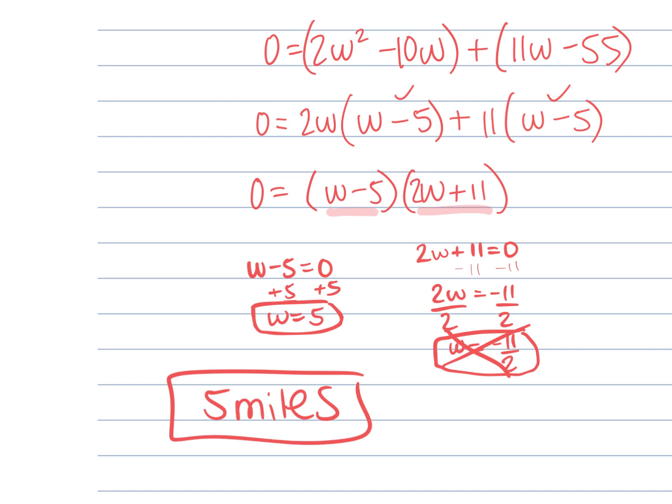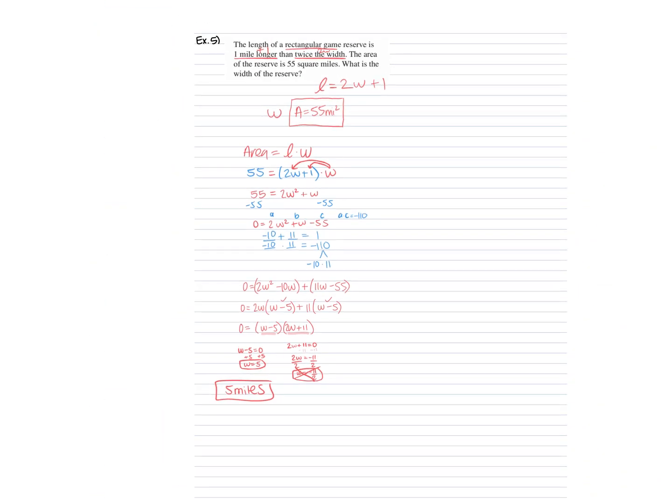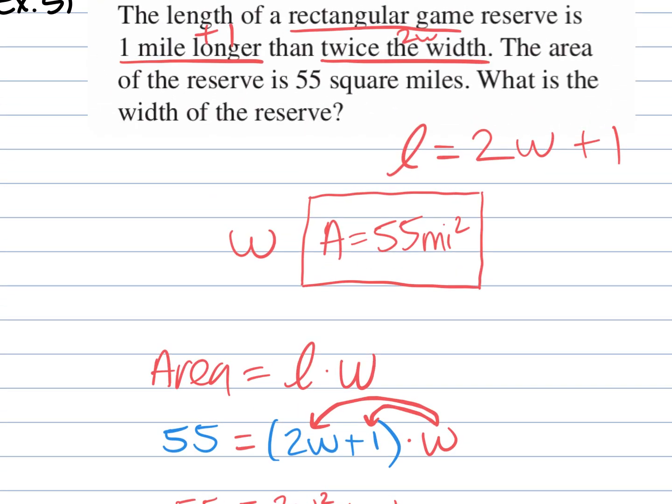What does that mean, a rectangle is 5 miles wide? Now, let's go back. Let's check to see if it works, right? So go back to your figure. Where did we draw the picture? All the way up at the beginning. If this was 5, remember, the length is twice the width plus 1. What would be the length? 11. What's 5 times 11? 55. Yeah. Cool, right?